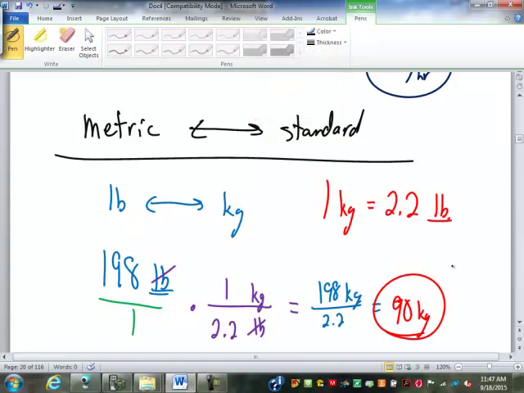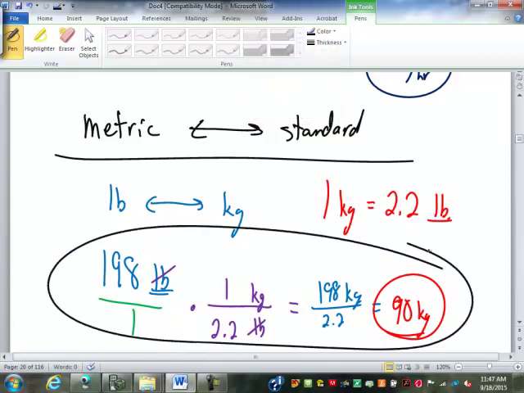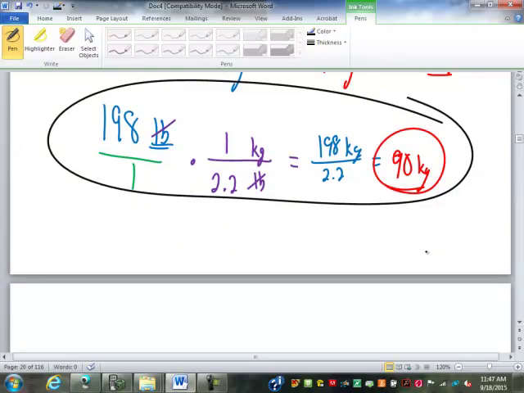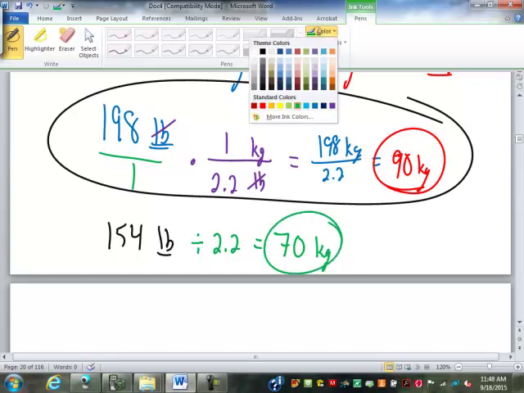This conversion is one we do often enough that rather than go through the whole conversion factor, you can just look at it and realize kilograms are bigger than pounds, the number is going to have to get smaller. So if someone comes in at 154 pounds, rather than setting up the conversion factor, what are we going to do to the 154? We're just going to divide by 2.2. 154 divided by 2.2 is 70 kilograms.